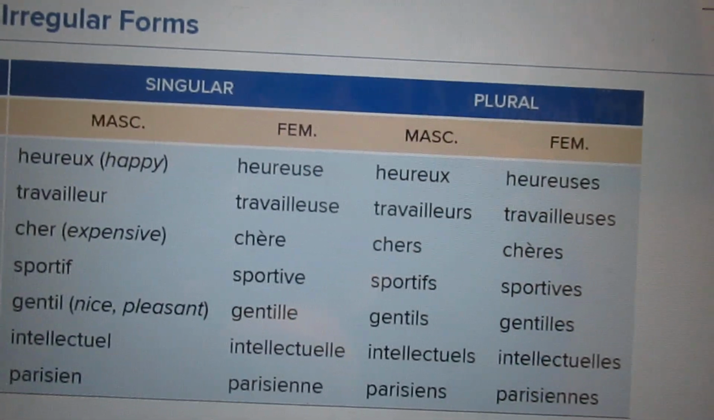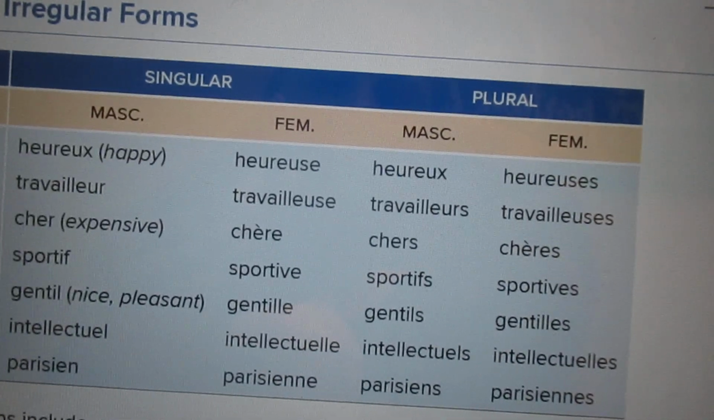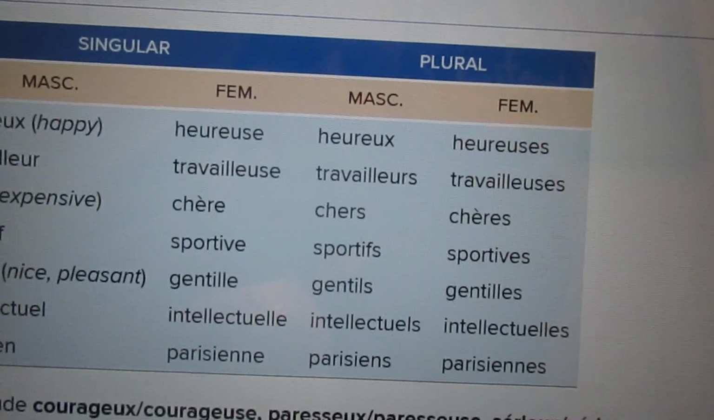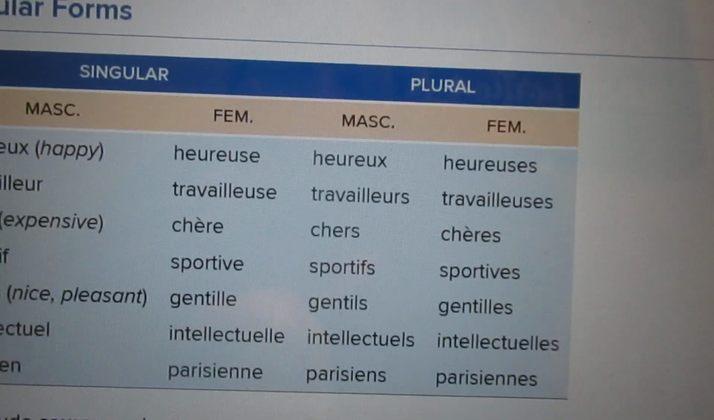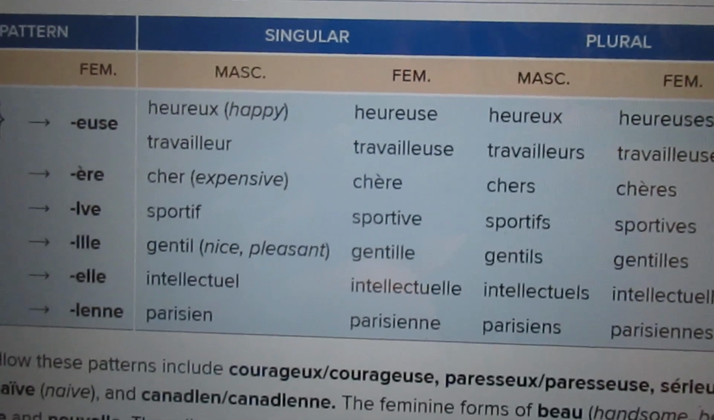Then if you continue on, they show the plural, right? The plural and the singular, heureux, are exactly the same. But if we look at the plural and the feminine, we have heureuses with an added S. So you want to look at this chart and really get these words in your mind.